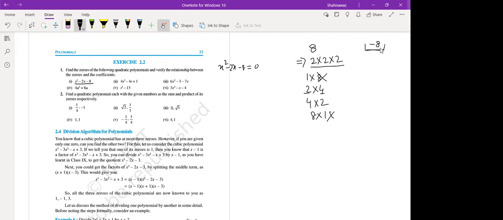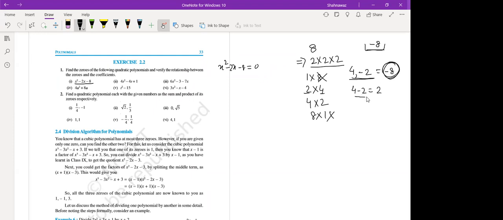Subtracting 4 by 2, 4 minus 2. So you are telling that this combination. If you take 4 minus 2, this will be 2. And 4 into 2 is minus 8. First criteria is fulfilled.